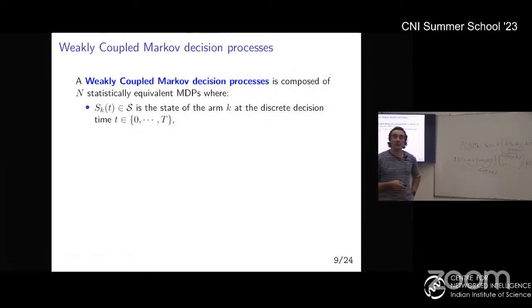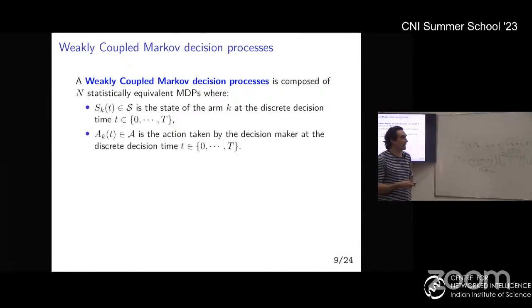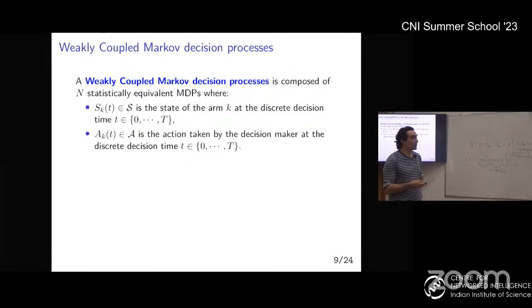So what is a weakly coupled component? Again, you have k arms, which have the same transition matrix and the same state space. And you have actions belonging to a set A, but this time the action is not 0, 1. It can be multiple actions.